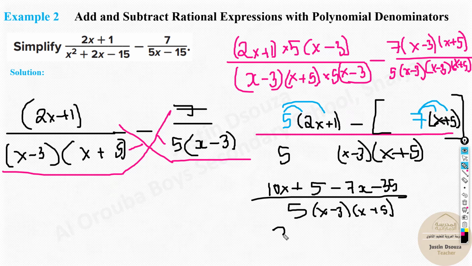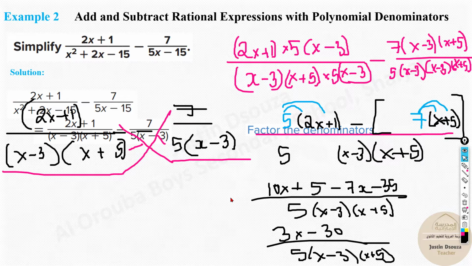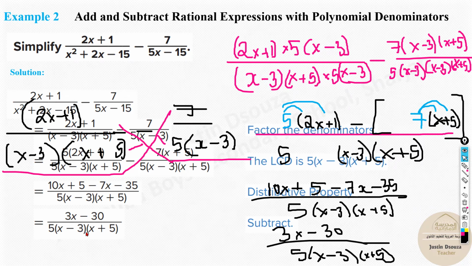10x minus 7x will be 3x, and minus 35 plus 5 is minus 30, divided by this denominator, x minus 3 times x plus 5, and that's the simplified version. Really, this was the answer which we had got up above just by multiplying and writing the denominator, but this can be simplified in the numerator, so we just simplify it to this form. Okay, so this is the answer, 3x minus 30.